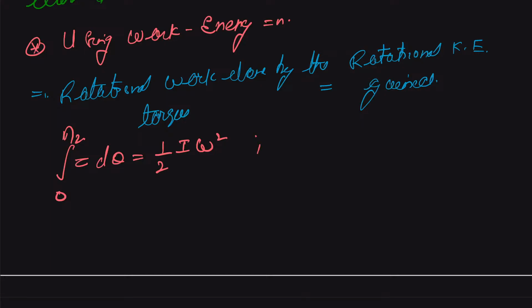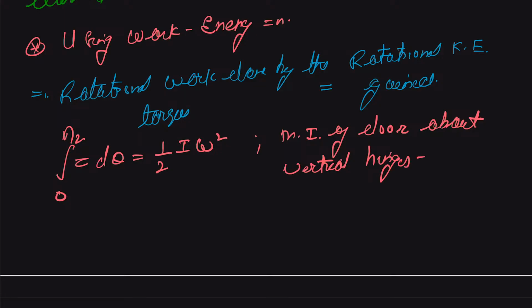And this moment of inertia of this rectangular door about the vertical hinges, which is our I. So you can say our moment of inertia of the door about vertical hinges, which is our I, and this I will be equal to 1 by 3 m w square.